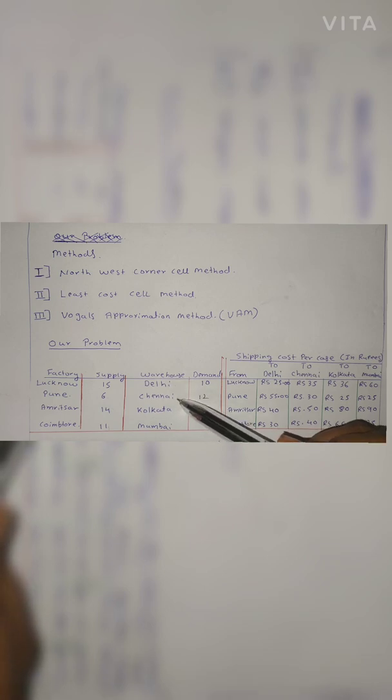So now where are your warehouses located? Warehouse means the people who are demanding your products. Your warehouses are in Delhi, Chennai, Kolkata, and Mumbai. And the demand by these warehouses is 10 units, 12 units, 15 units, and 9 units respectively. So these are the demands created at your warehouses, and this is what you are supplying from your factories.